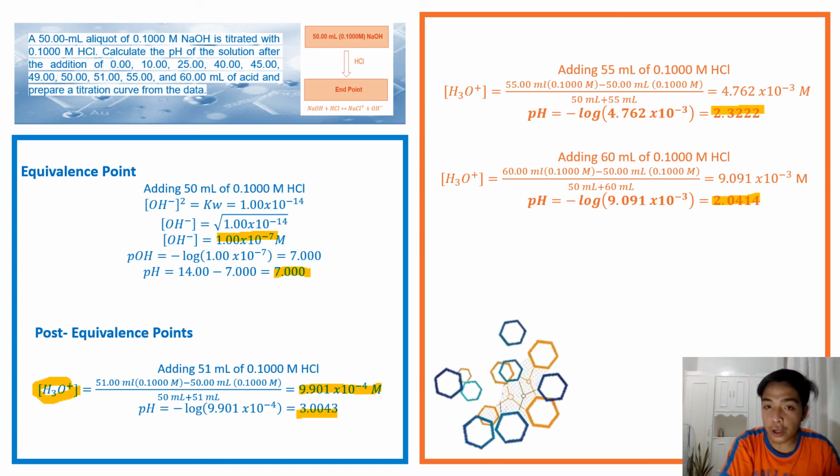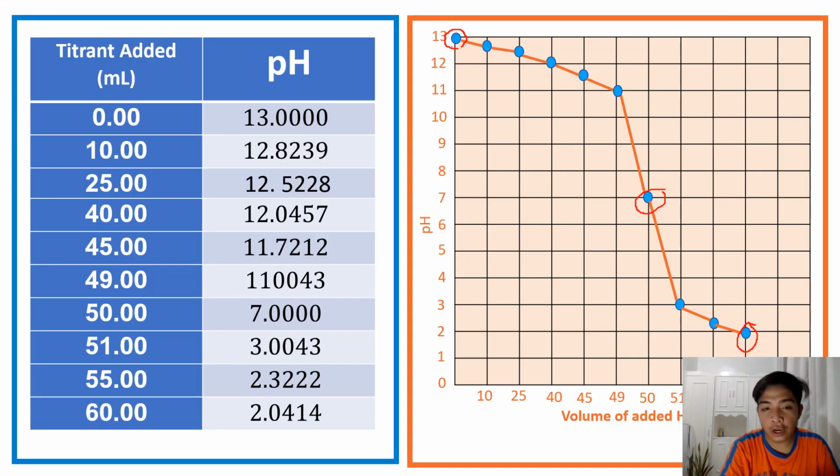Now that we are done with the calculation of the pH, let us proceed to the preparation of the titration curve. From this plot, you can see that the pH drops from 13 to 7, and then to 2. It is because we are titrating the base with the acid, or the sodium hydroxide with the hydrochloric acid. It is the other way around, or the plot will be reversed, if we titrate the acid with the hydroxide, or with the base.